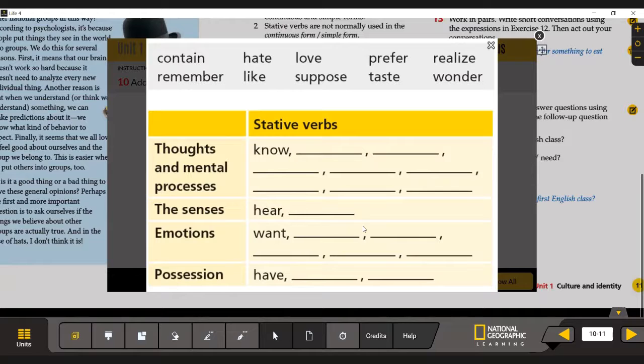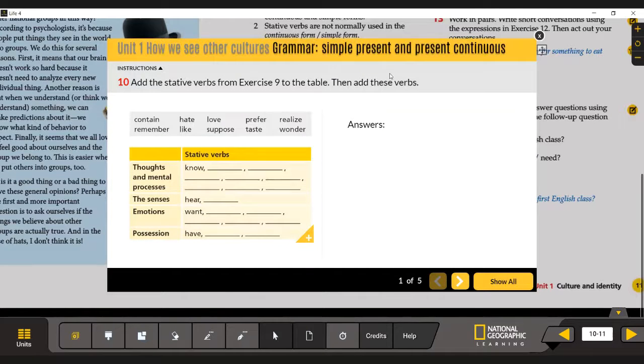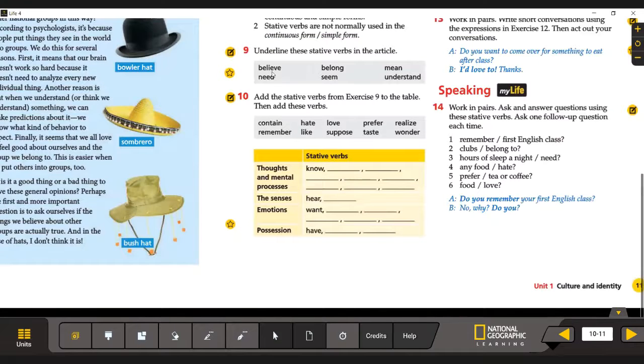All right, thank you. Remember, in this table you are going to classify all of these verbs. How many verbs are there? 2, 4, 6, 8, 10, 12, 14, 16. Okay, these 16 verbs will be classified here.